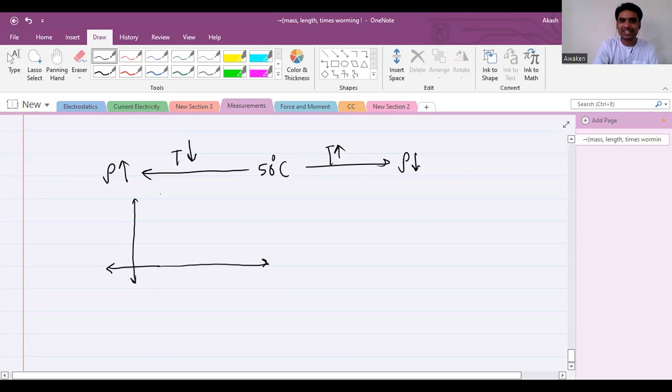Now, in the case of water, something special happens. See, this temperature is 4 degrees centigrade. I'm drawing a density and temperature graph. When you decrease the temperature, the density should increase, right? So it happens like this. The density is increasing when I'm reducing the temperature.